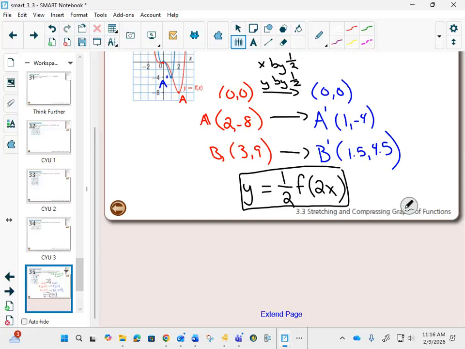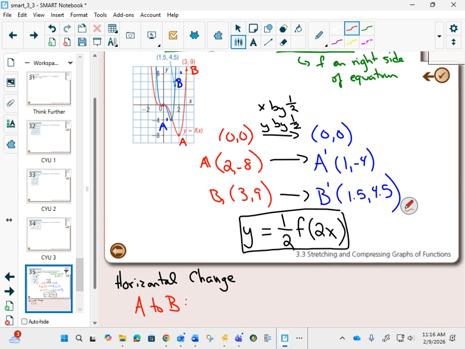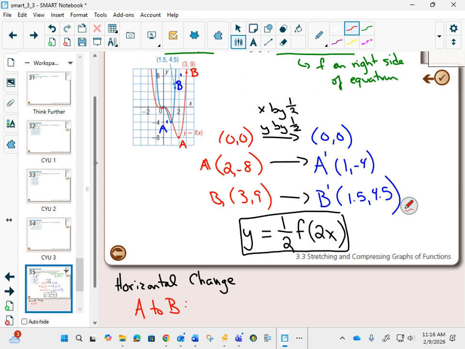So a second strategy is to look at horizontal change and vertical change. What we do is we look at the original graph and we look at the horizontal change on the original graph from A to B. You go from 2 to 3. You see that that horizontal change is +1. Going from A, which is at 2, to B, which is at 3, the horizontal distance is 1.